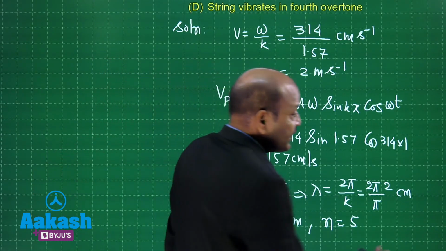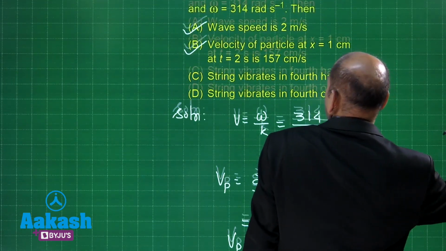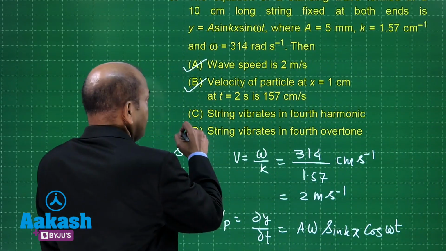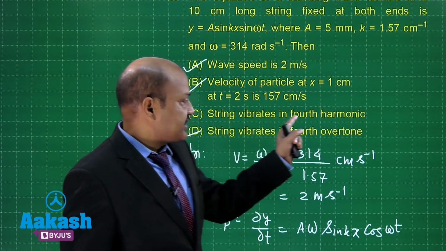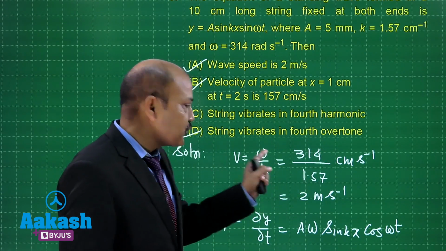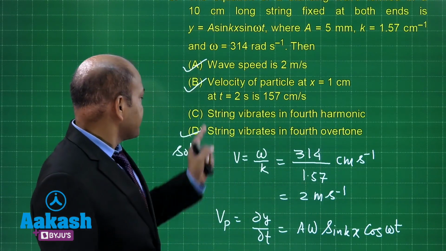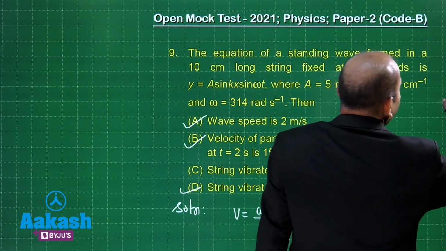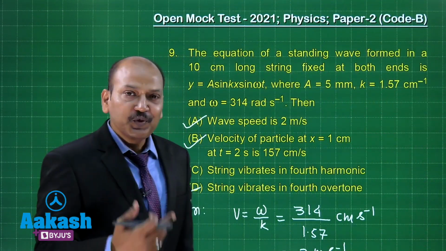So the other two options are now also clear. The string actually vibrates in fourth overtone. Option C is incorrect because it is vibrating in fifth harmonic or fourth overtone. So options A, B and D are correct as far as this question is concerned. And we now can go to the next question.